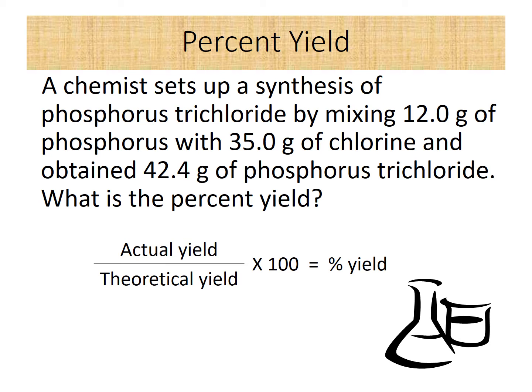So now I need to have a balanced equation. I'm looking at this, and we don't have a balanced equation, so we're going to have to write one. So let's start looking. It was a chemist that sets up a synthesis of phosphorus trichloride. Phosphorus trichloride, do we need to remember our naming? Yes, we do. Do you remember what phosphorus trichloride is? It's PCl3. Now we had our products, our product is phosphorus trichloride, and we have our reactants, phosphorus and chlorine.